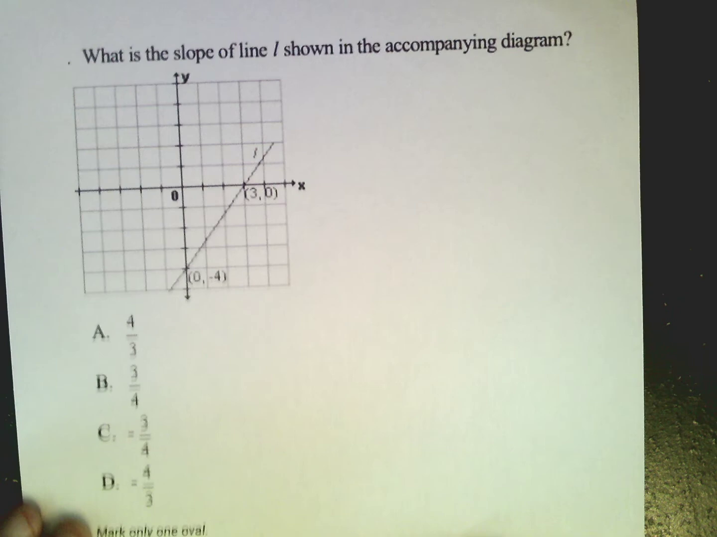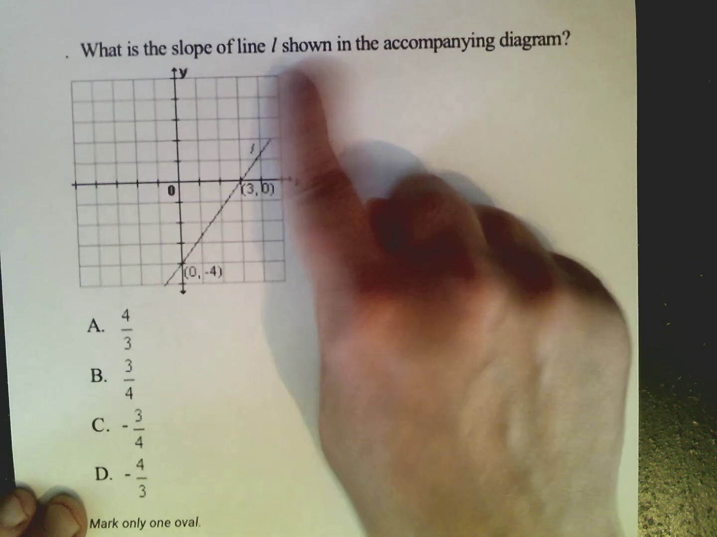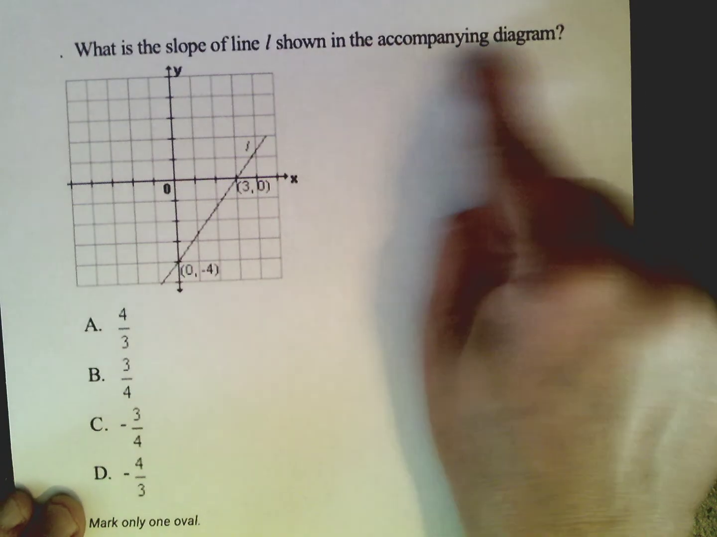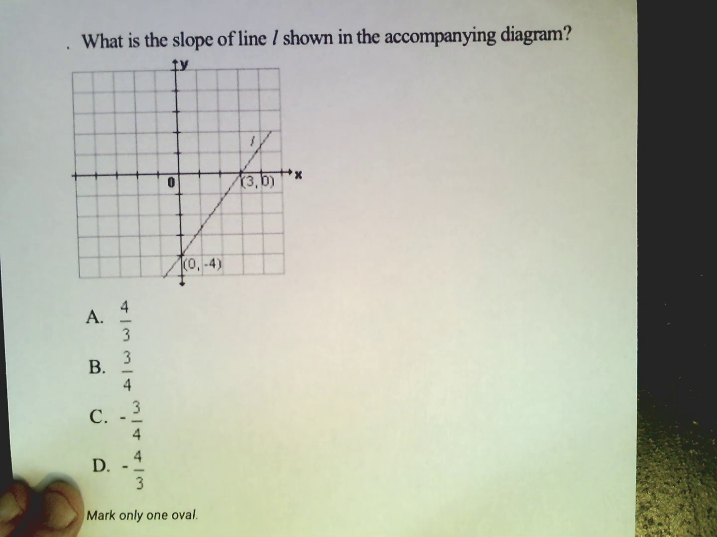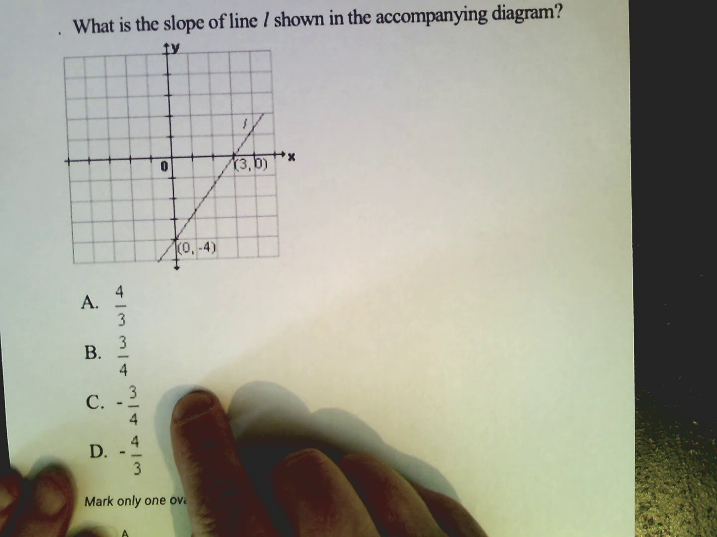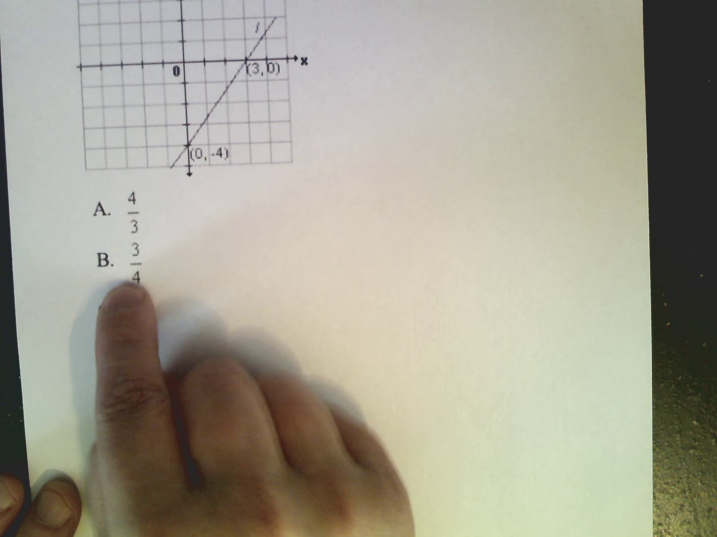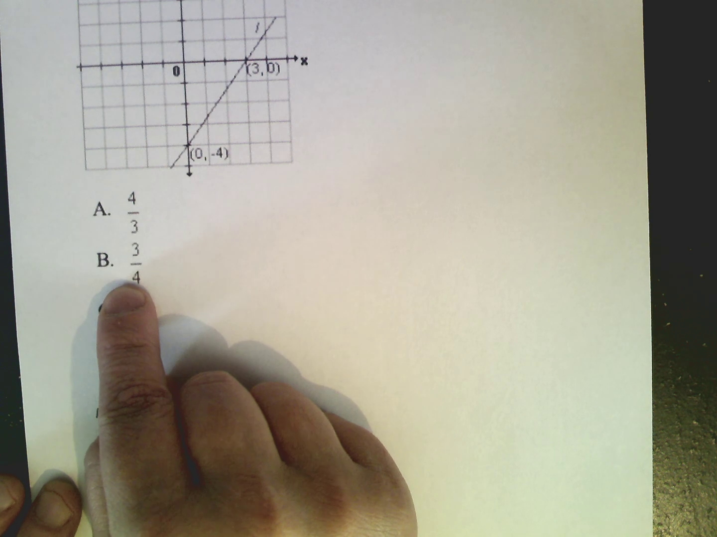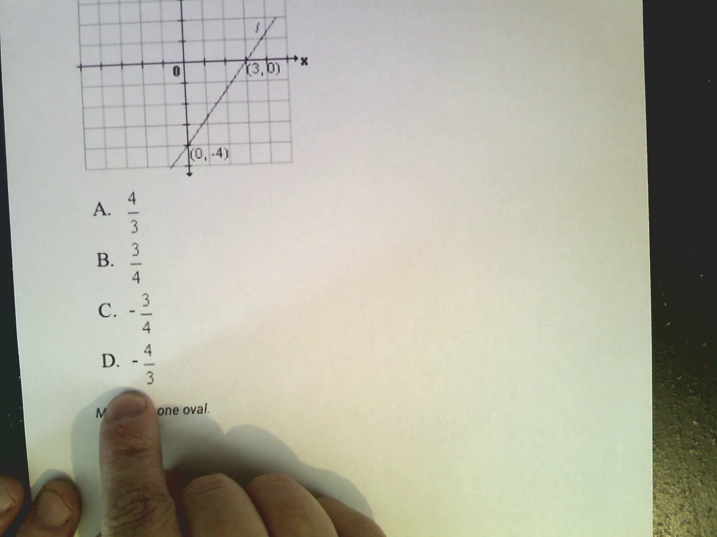Last question, number 12. What is the slope of line L shown in the accompanying diagram? So I have a line L. They want to know the slope. Rise over run will help you here. Rise over run. A, 4/3. B, 3/4. C, negative 3/4. Or D, negative 4/3.